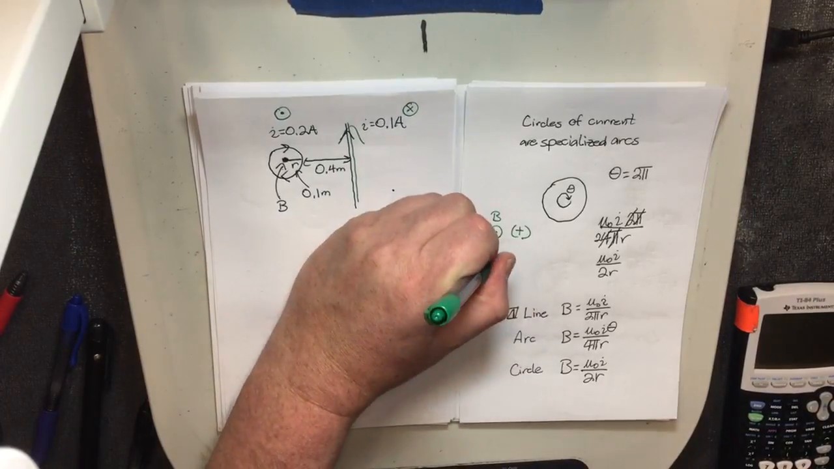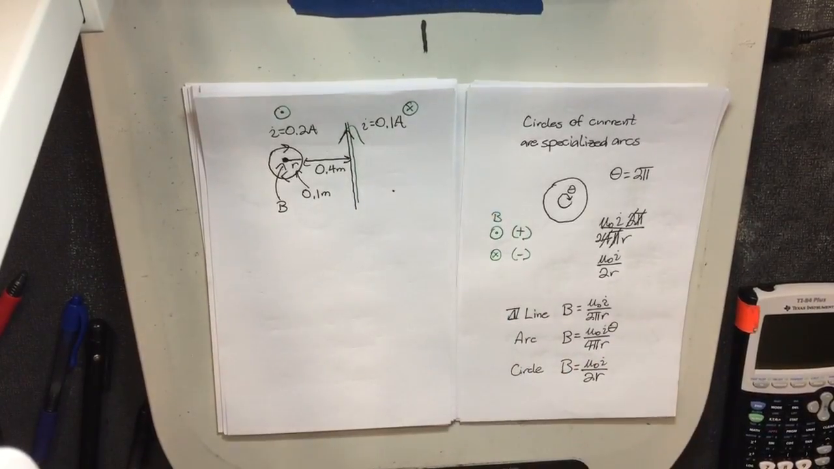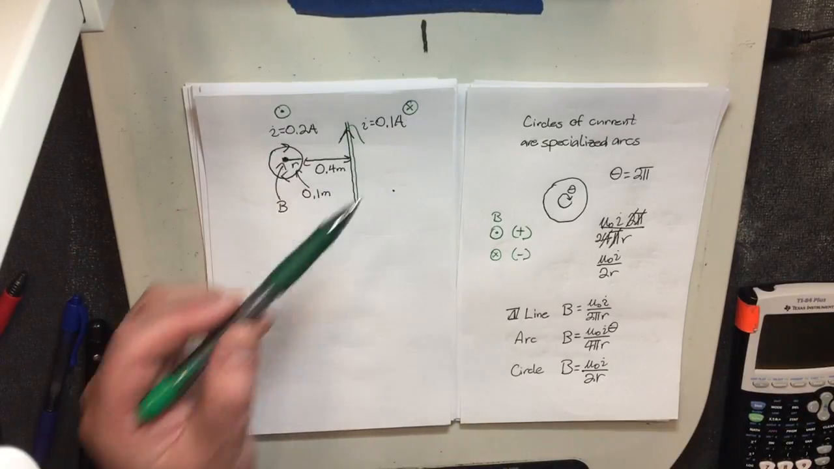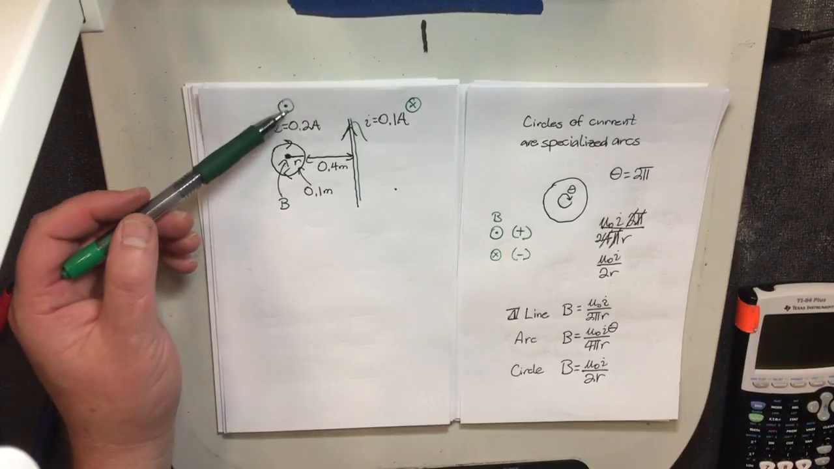If you have a B field going into the page, you put a negative sign in front of it. So the first thing you've got to do with these types of magnetic field addition problems is figure out if the magnetic field is going in or out. It's going out on the left, in on the right. The B field contribution over here is going to be positive.